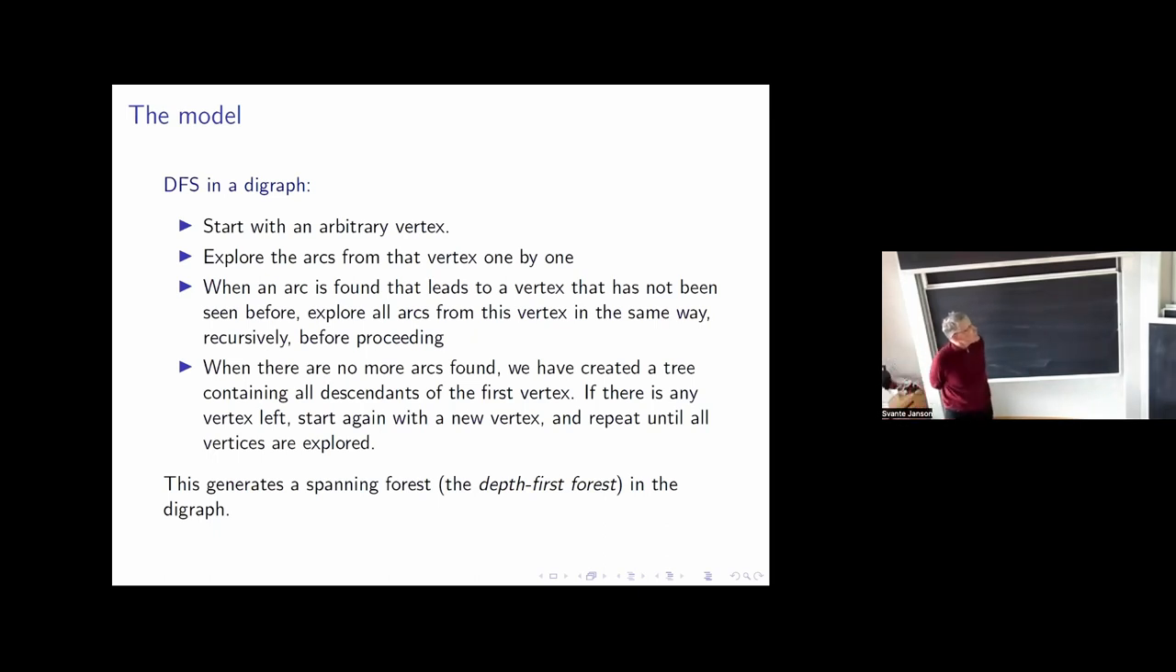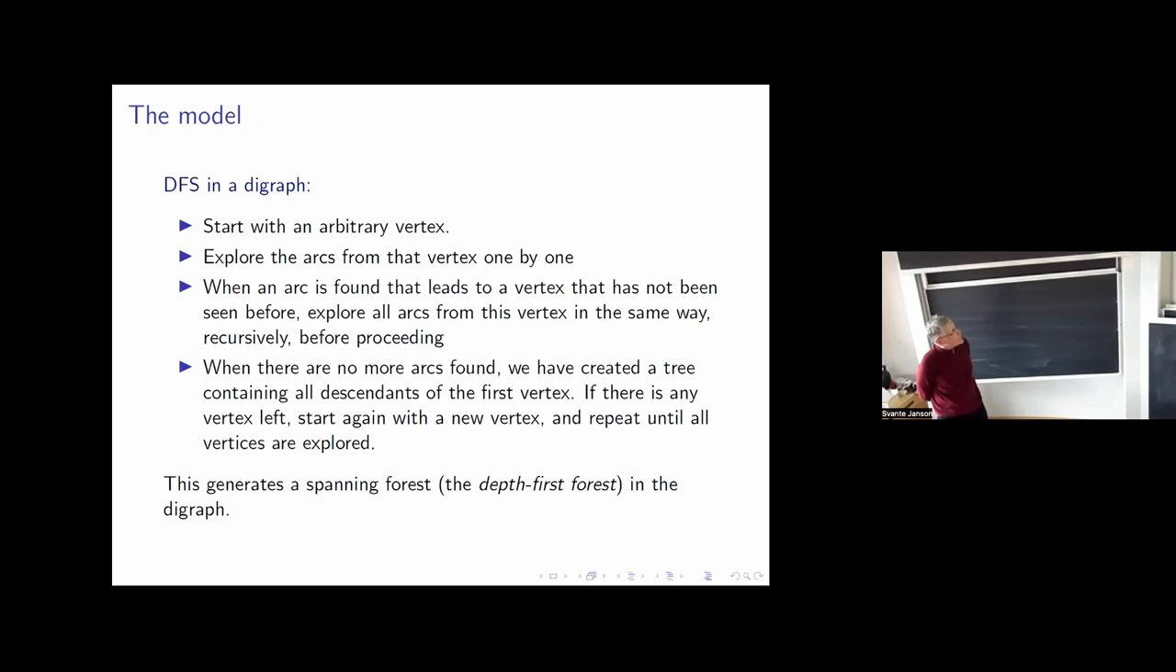So let's proceed now first to the model. The question is about depth-first search in a digraph. I guess that most of you know depth-first search, but I'll give a quick definition here. We start with an arbitrary vertex. For this problem, it doesn't really matter if it's random or deterministic, since the graph will be random. Then we explore the arcs from that vertex one by one. We do this in the depth first way.